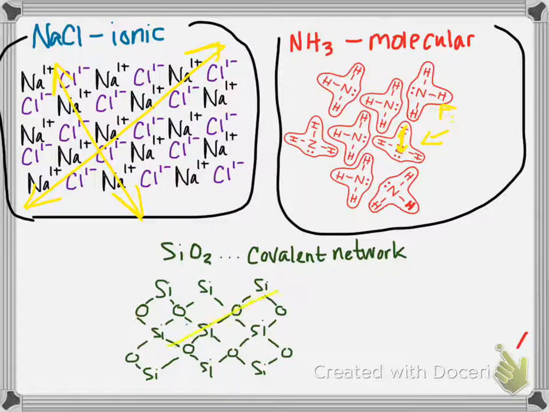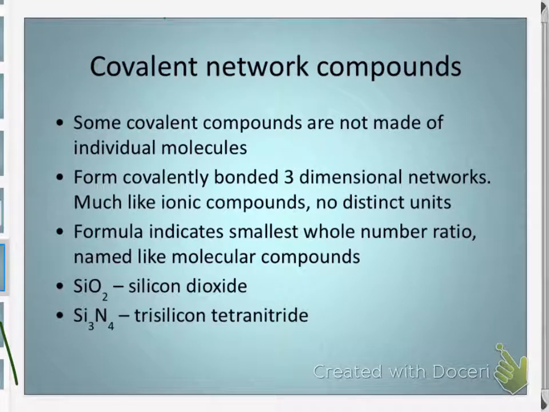However, the forces of attraction stretch all the way through the material, kind of like an ionic compound. In the covalent network compounds, there are no individual molecules. The entire mass is held together in a three-dimensional network. So like an ionic compound, there are no distinct units. Because of that, we can't have a molecular formula, even though it's held together with covalent bonds. So the formula indicates the smallest whole number ratio, just like in an ionic compound. But they're named like a molecular compound.